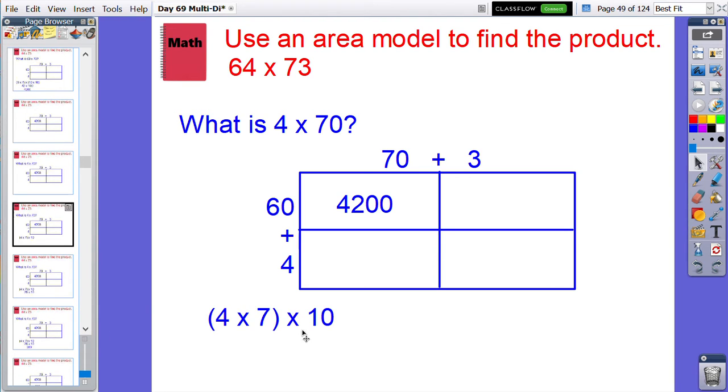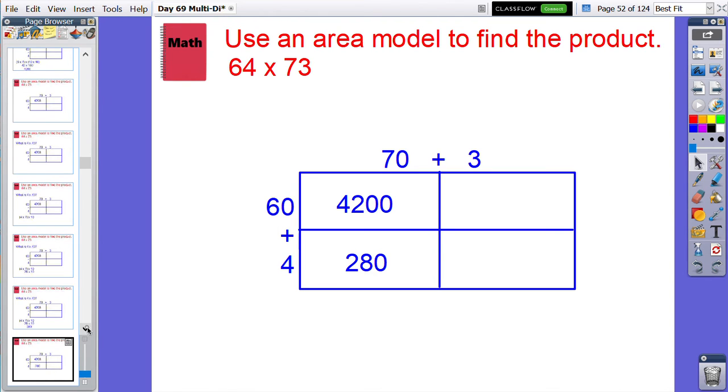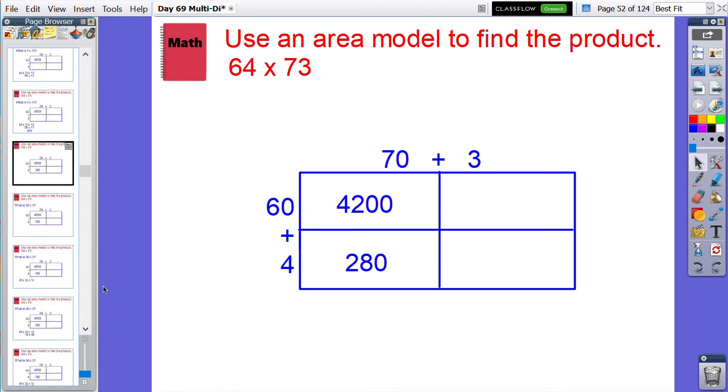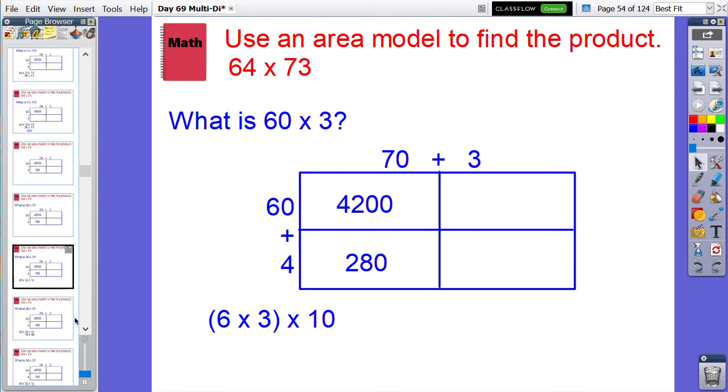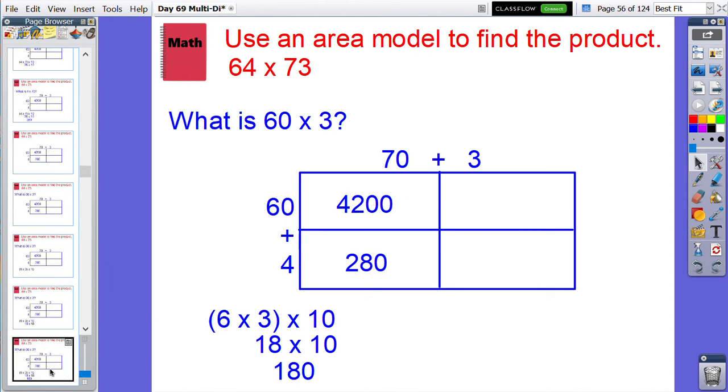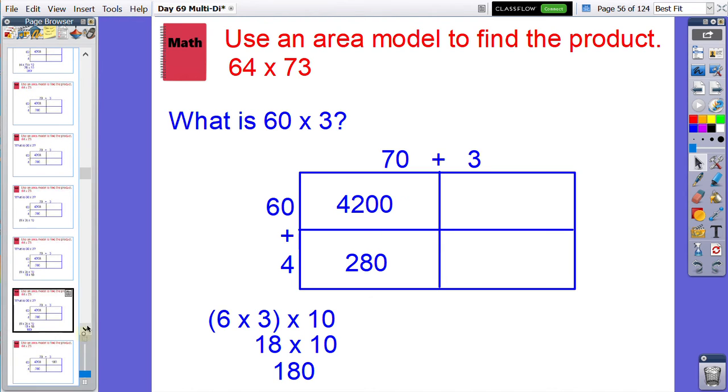So we have 4 times 7, and then times the 10. 28 times 10, which is 280. What is 60 times 3? 6 times 3 times the 10. 18 times 10, 180.